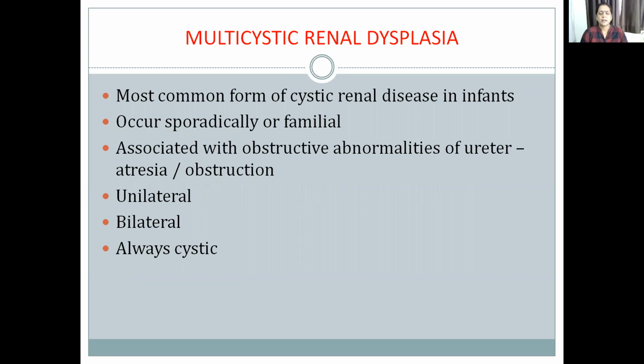So now coming to multicystic renal dysplasia. Multicystic renal dysplasia is usually seen in infants. It can occur sporadically or can be familial. As you know, whenever there is a dysplasia, the term we usually use it where there is something abnormal. There is no uniformity. Okay, there is no proper formation. So here, it can be associated with obstructive abnormalities of the ureter. It can be unilateral or bilateral and is usually cystic.